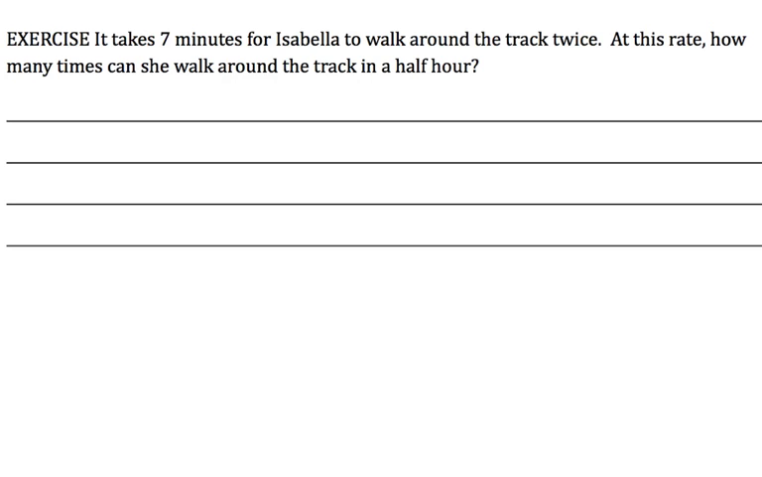It takes 7 minutes for Isabella to walk around the track twice. At this rate, how many times can she walk around the track in a half hour? Now we have a little bit of an issue, and our issue is that our units don't agree. The time that we're given here is in minutes. The time that we're given here is in hours.